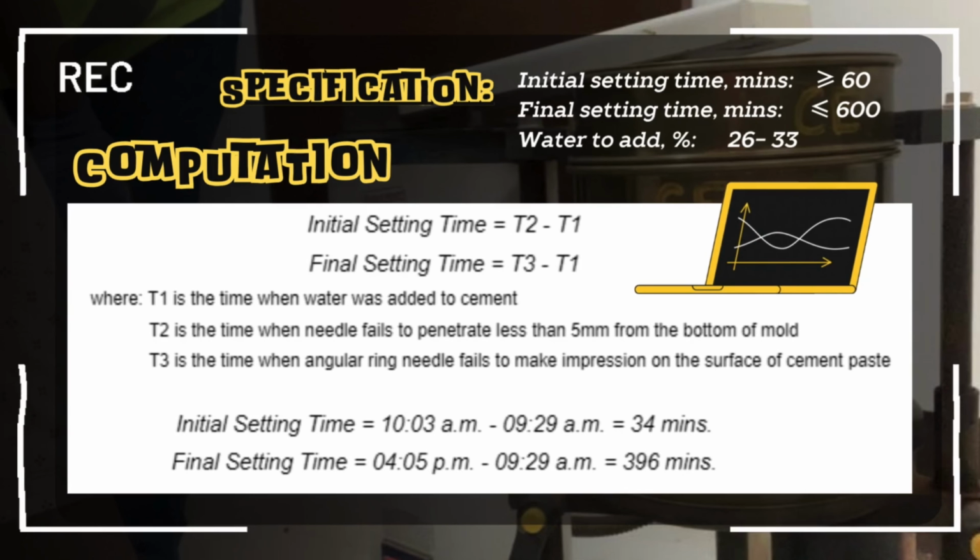For our computation, we have two formulas. Initial setting time is equal to T2 minus T1. Final setting time is equal to T3 minus T1. And we have our initial setting time being 34 minutes and our final setting time being 396 minutes.